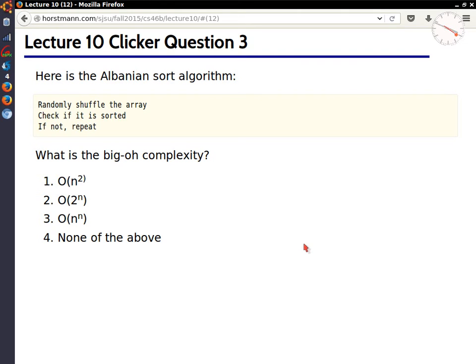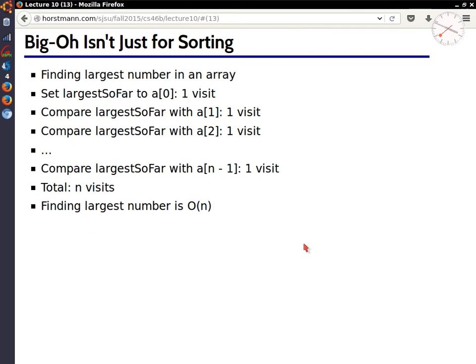So some algorithms are quite bad and take a long time. Of course, this is a stupid algorithm. But there are many, many situations in real life where even the best algorithms are quite bad. Where if you want to do certain kinds of optimizations, there are no known really good algorithms. So the lesson here is that big O is not just for sorting.